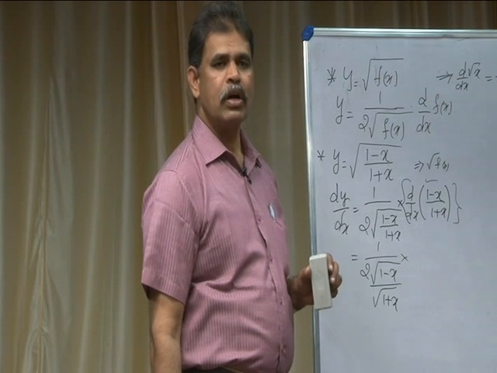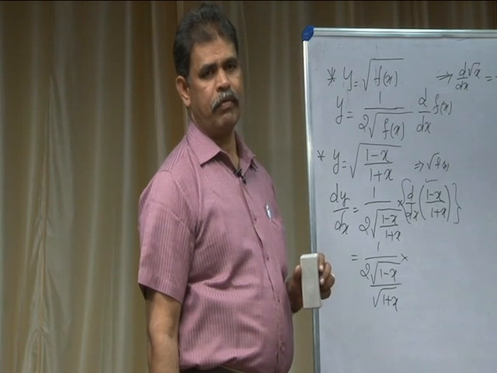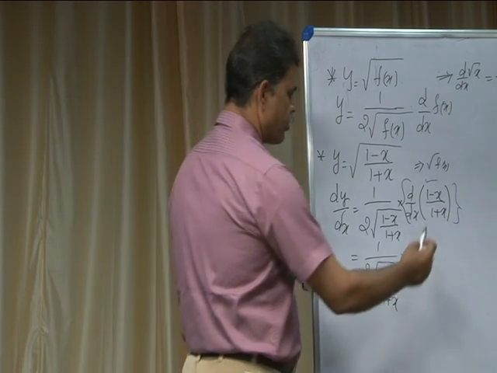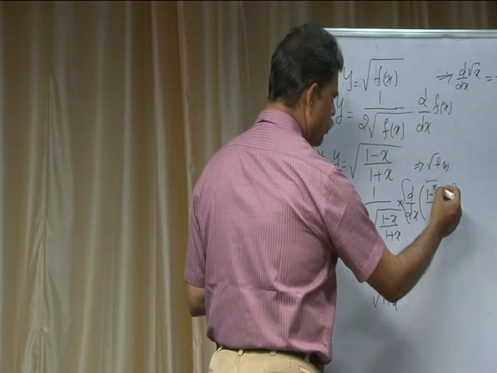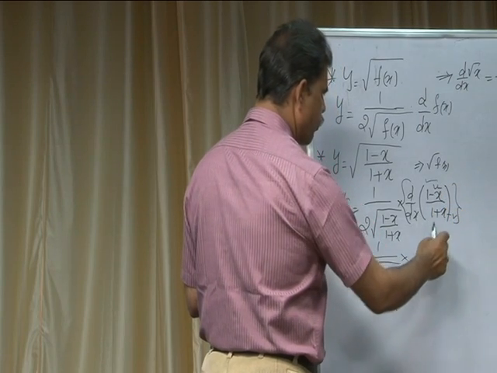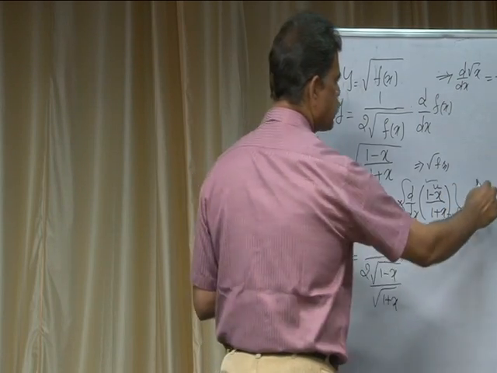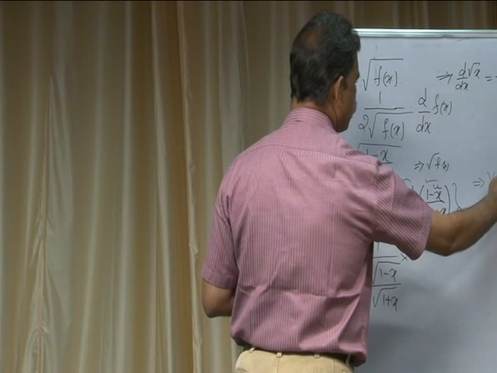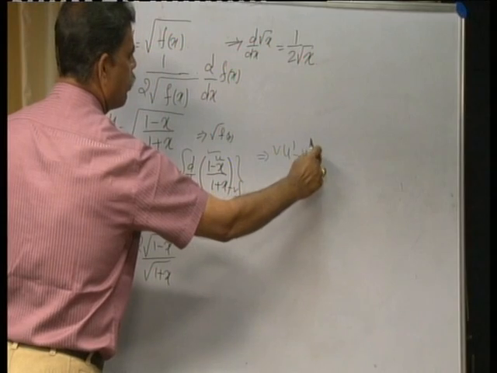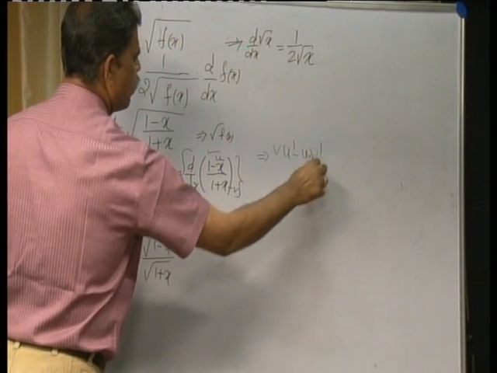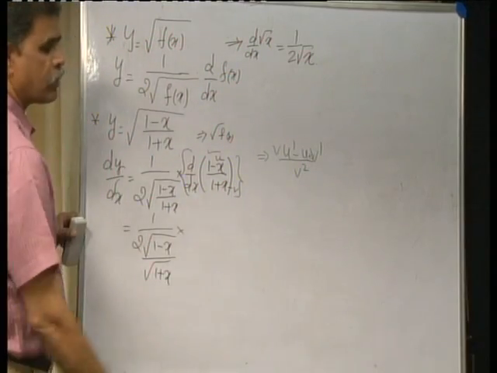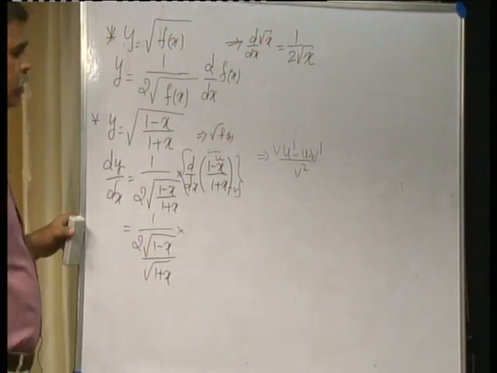It is the quotient method we have to follow. U divided by V. You consider this is U, this is V. Therefore, what does the quotient rule say? Quotient rule is: V into d by dx of U minus U into d by dx of V, divided by V square. U dash is du by dx, V dash is dv by dx.